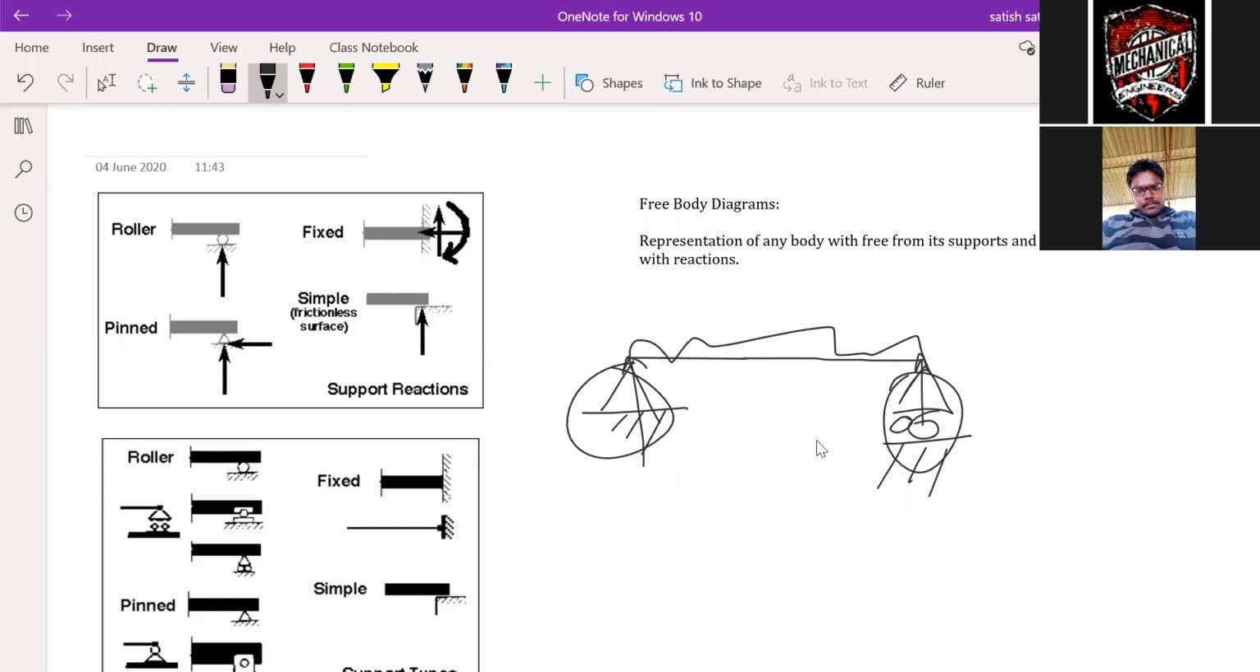At this fixed support, I will have a vertical force, a horizontal force and one moment. And at this support, I will have a vertical and a horizontal force. Okay, like this way. So this is called a free body diagram of the beam. Just replace these supports with reactions.